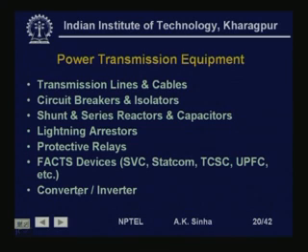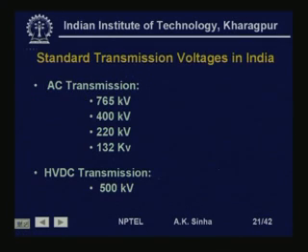In fact, these basically use gate firing devices, that is controlled rectifier and inverter devices. The standard transmission voltages in India are basically 132, 220 and 400 kV. Now 765 kV transmission is also being built in India, and we are going to have a number of 765 kV transmission systems to carry the large amount of power that we need to transmit.